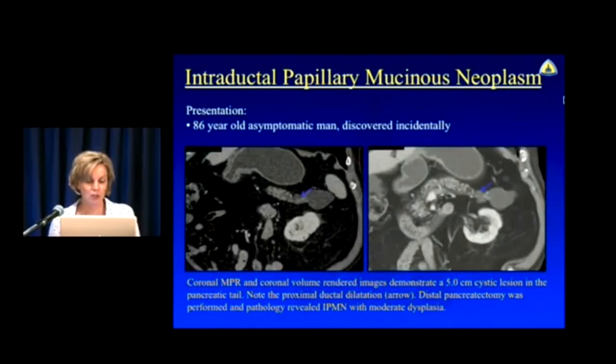Here's another patient, 86-year-old asymptomatic man, discovered incidentally. Okay, here we have coronal MPR and volume rendered images, and you see it's pretty big. It's a 5 centimeter cystic lesion in the pancreatic tail. You can see that the duct is prominent. So already we're thinking, could this be an IPMN? And so they do a distal pancreatectomy, and it was IPMN with moderate dysplasia.